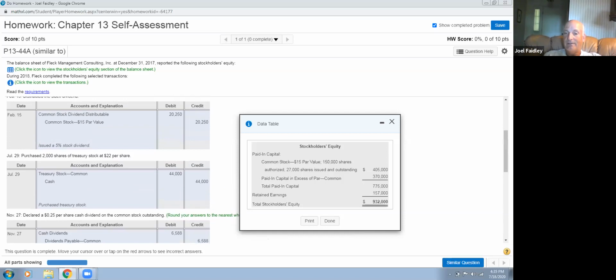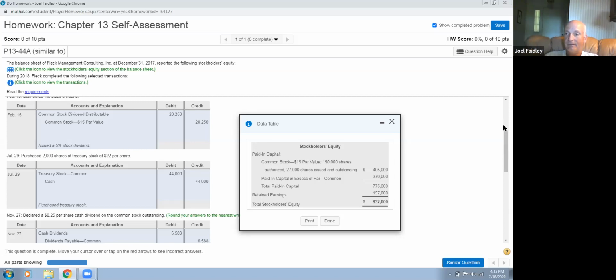So I started with 27,000, right? Then we had 5% of 27,000. What was that? 5% of 27,000 is going to be an increase. Calculator, 5% of 27,000. That's 1,350 shares. So 1,350 shares plus 27,000 shares minus 2,000 treasury shares is going to give me my outstanding, right?